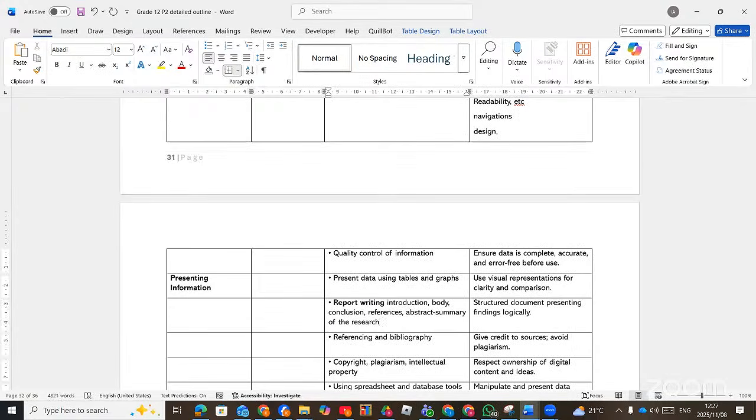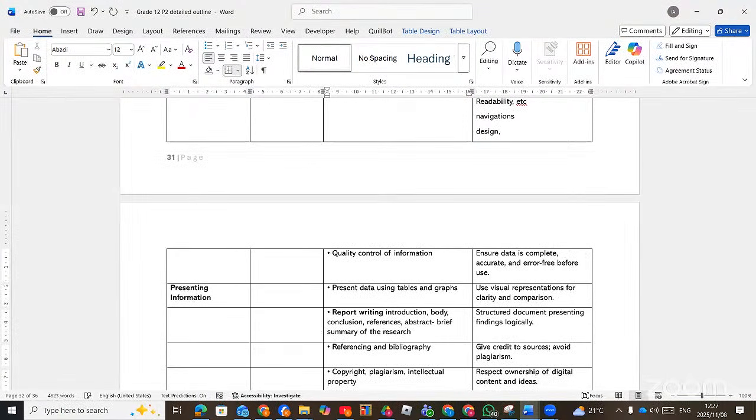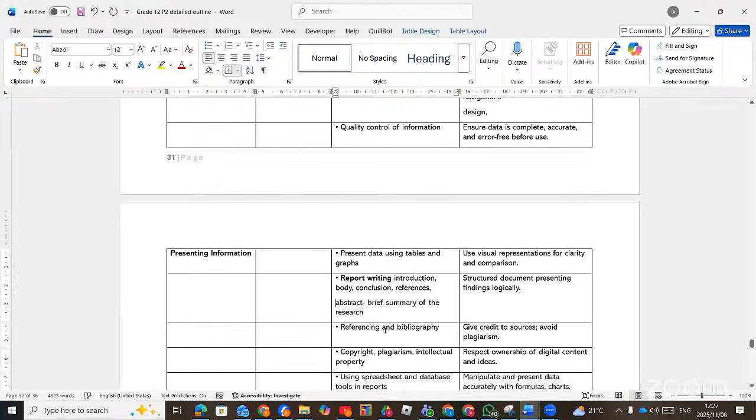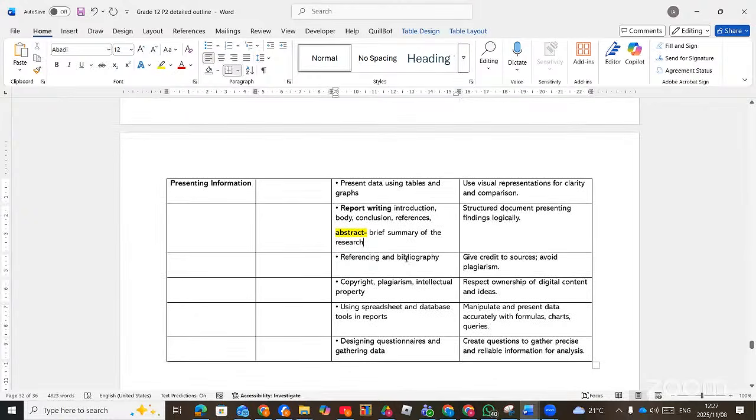A brief summary of the research, which talks about your introduction, your findings, and then the conclusion. So if they ask you to define what an abstract is, that's the brief findings. Referencing and then bibliography, they can ask you to differentiate between bibliography and citation.